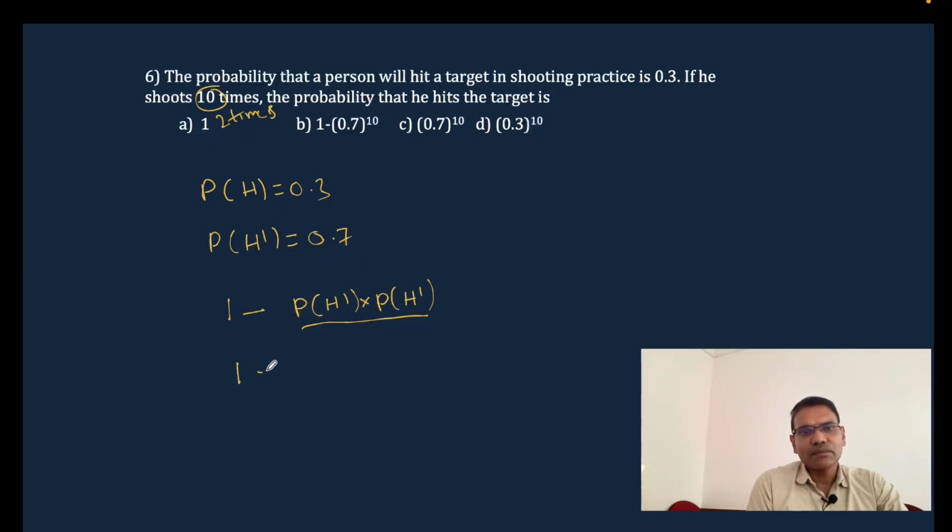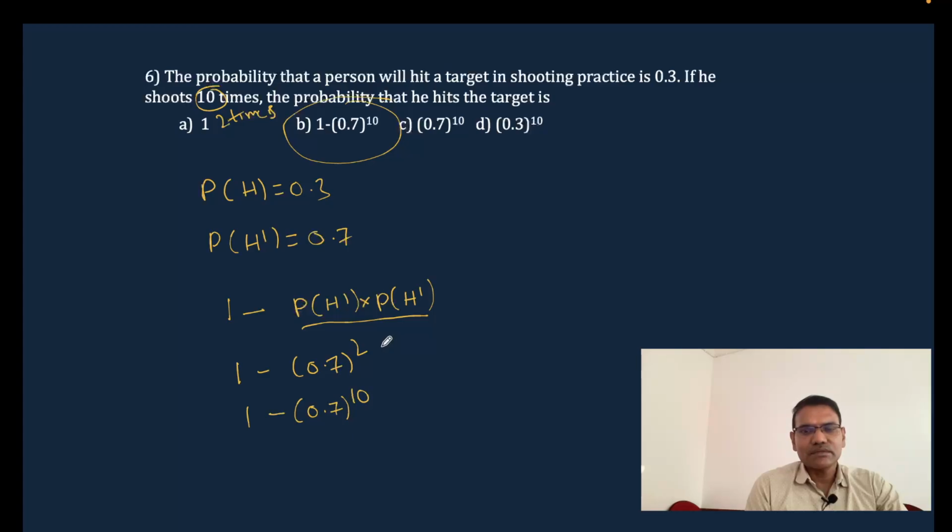Now that means it is 0.7 square. That square indicates trying for 2 times. If he is trying for 10 times, the probability of at least one time hitting the target will be 1 minus 0.7 whole power 10. That means option B is the suitable option.